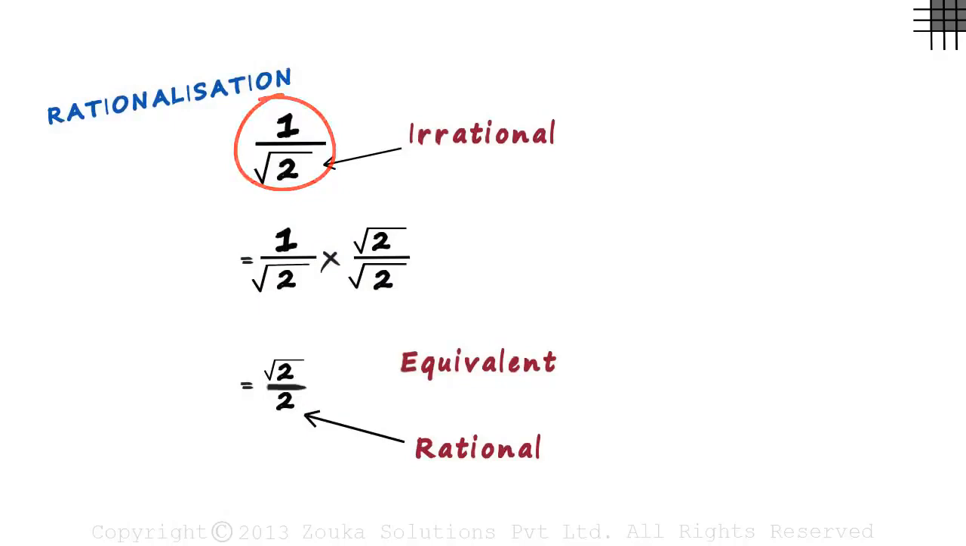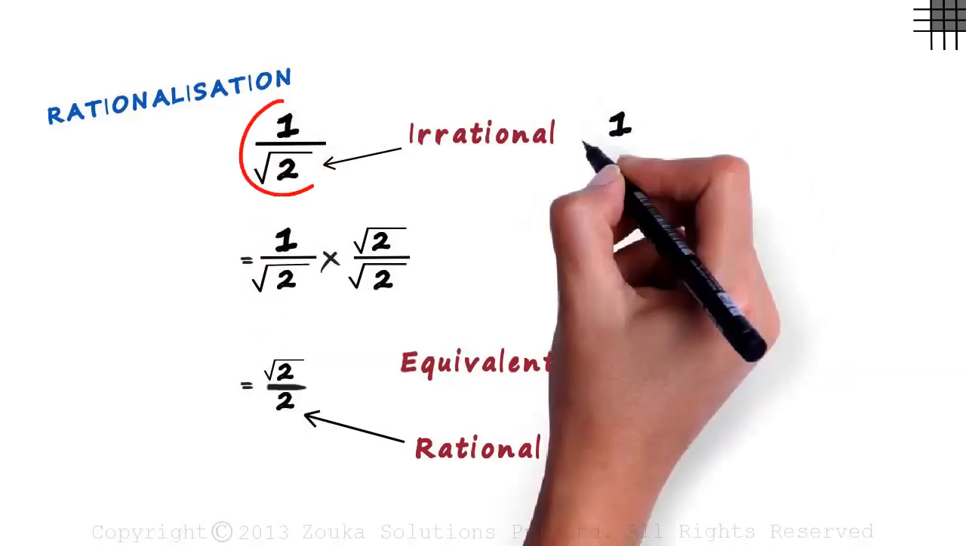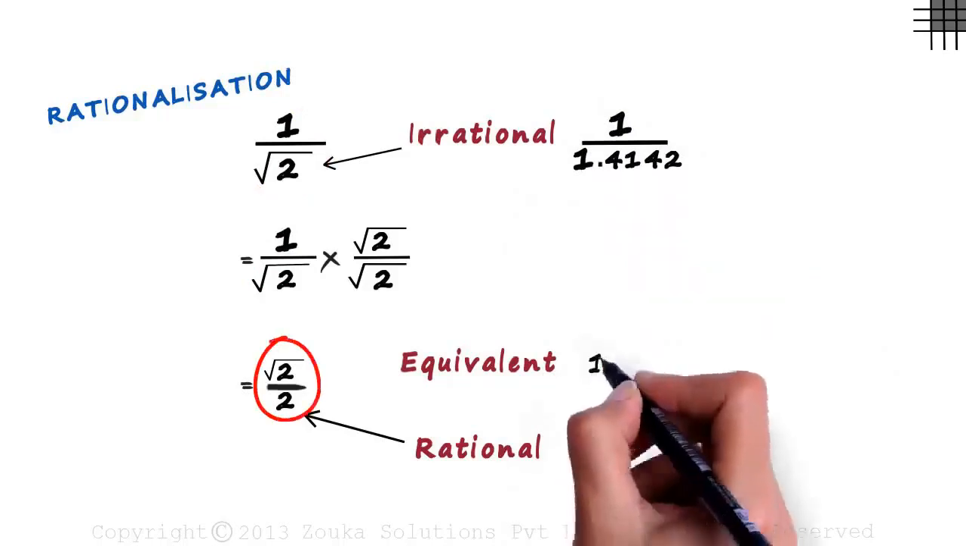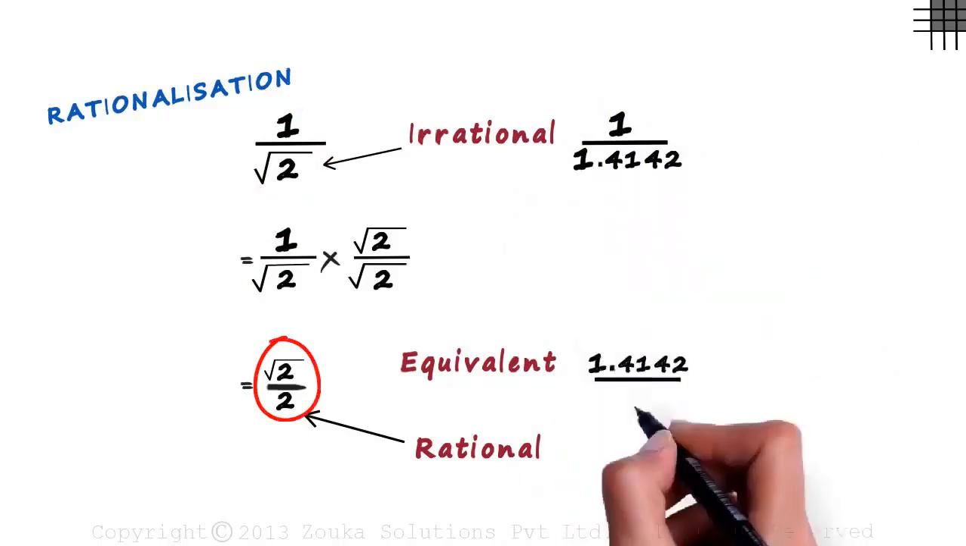Well, there's no definite answer to that. It is the standard form accepted all over and we follow it. But one practical reason would be that it is easier to divide root 2 by 2 than it is to divide 1 by root 2. Think about it. What would you prefer to solve? 1 by 1.4142 or 1.4142 divided by 2?